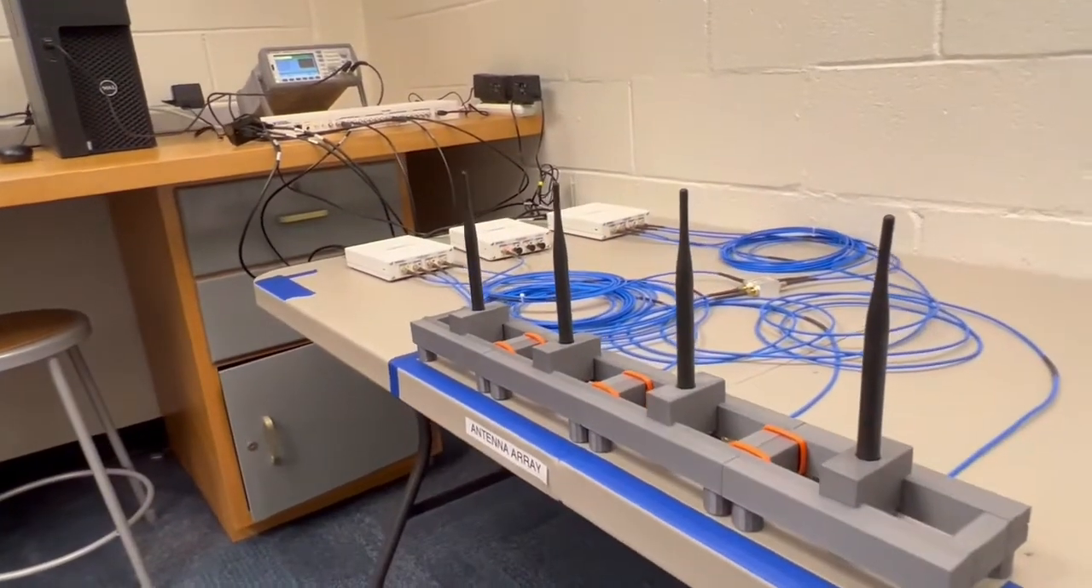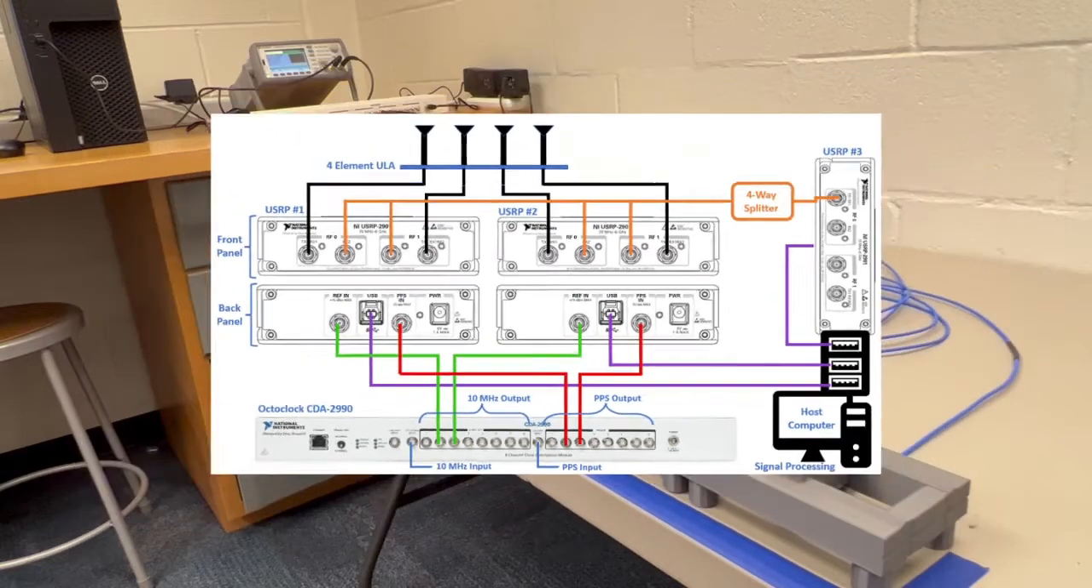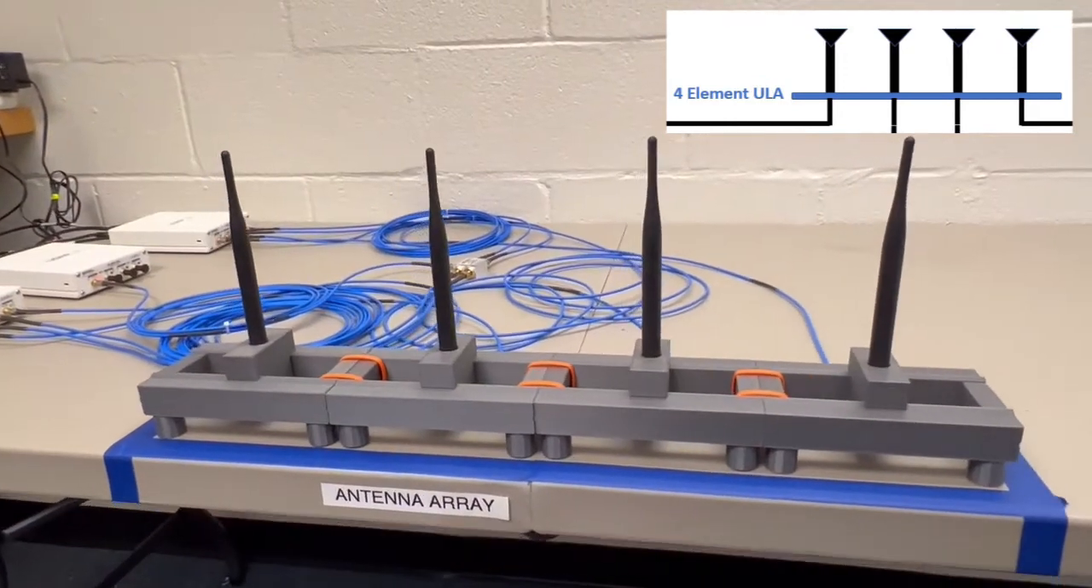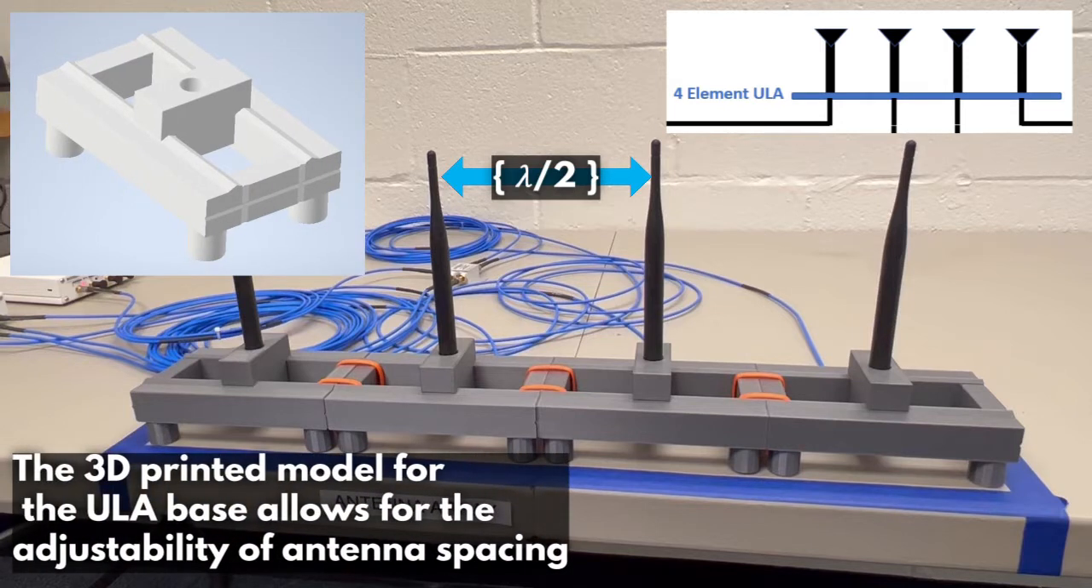The receiving hardware is summarized by this system block diagram. As well, each component is summarized in our detailed report. The first object of interest is the 4-element uniform linear array. The ULA consists of 4 omnidirectional antennas, all separated by a distance lambda over 2 in order to avoid mutual coupling. As well, the 3D model for the ULA base allows us to adjust the antenna spacing.